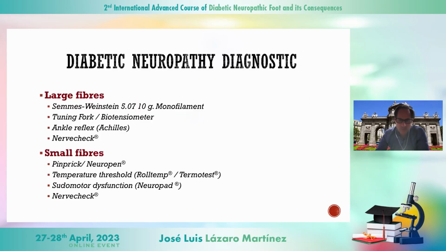What about neuropathy? You can see here the different tests or methods that you can use with your patient to identify diabetic neuropathy. Some of them investigate the status of the large fibers, and others investigate the small fibers. It's very important to know that the first fibers affected by neuropathy are the small ones, and secondly, the large fibers are affected.